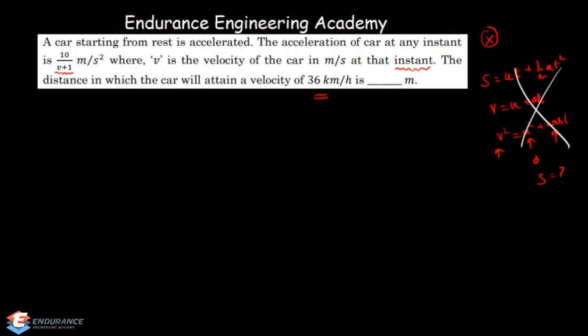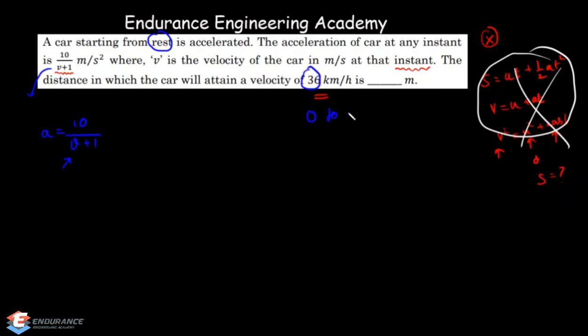If you say yes, then it's completely wrong. See, we already know that these formulas are applicable if and only if acceleration is constant. But in this particular question, acceleration is not constant. Acceleration is equal to 10 by v plus 1. If velocity varies, acceleration will also vary. Initially velocity was 0, finally velocity was 36, so velocity is increasing from 0 to 36 km per hour. So obviously acceleration is also varying. So I cannot use this formula. I need to go for the basic formula.